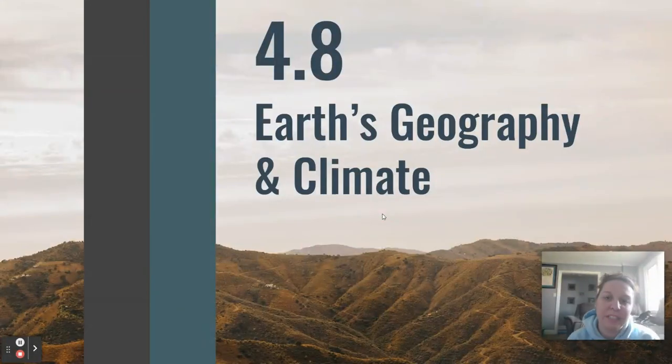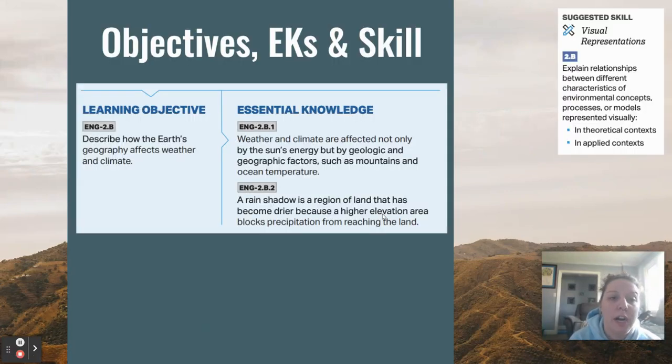All right, so that's going to move us right into 4.8, where we're going to look at Earth's geography and climate. So here we're going to be looking at regional factors like mountain ranges, wind patterns, bodies of water that are going to affect the local climate of a region. So our learning objective here is to describe how Earth's geography affects weather and climate. And our FRQ is going to be to explain relationships between different characteristics of environmental concepts, processes, or models represented visually. And this FRQ is a little tough, so I'm going to help you with it a little bit.